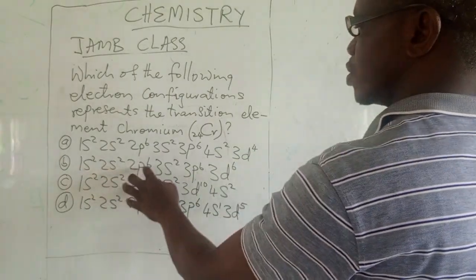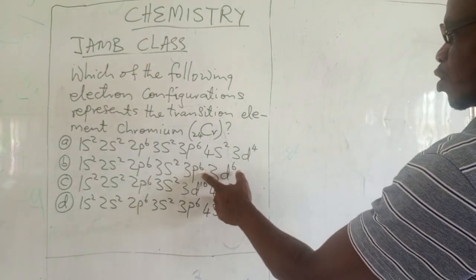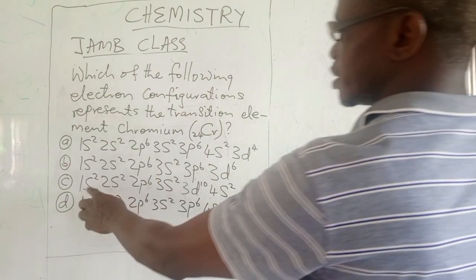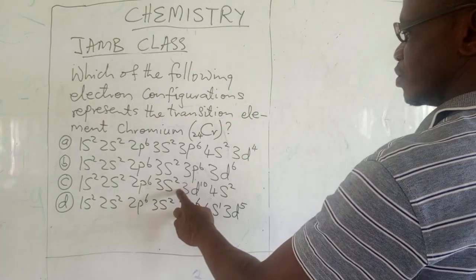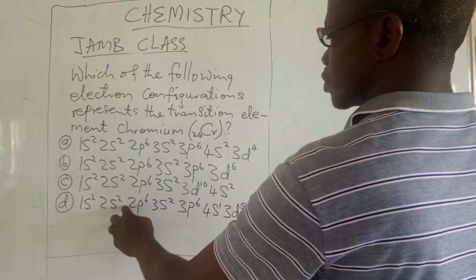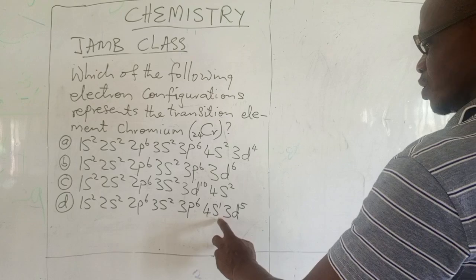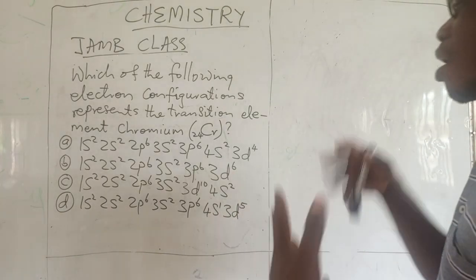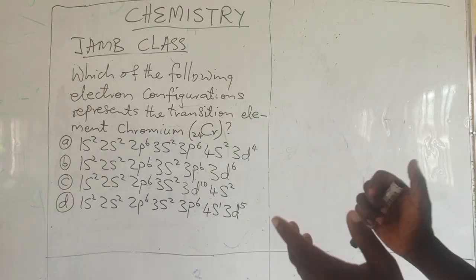2, 2, 4, 10, 12, 18, 18 plus 6, 24. Let's see this one. 10, 12, 22, 24. 4, 10, 12, 18, 19, 24. So all of them are 24, but all of them are not correct. How do I know the correct one?